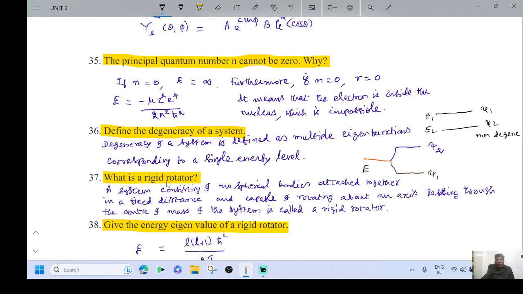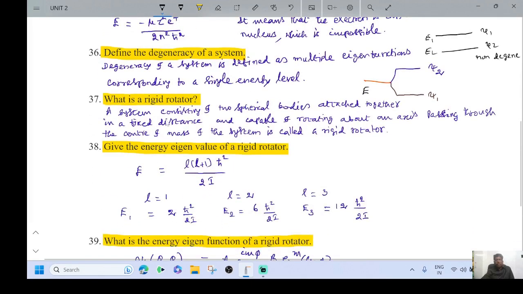What's a rigid rotator? A system consisting of two spherical bodies attached together at a fixed distance and capable of rotating about an axis passing through the center of mass of the system is called a rigid rotator.